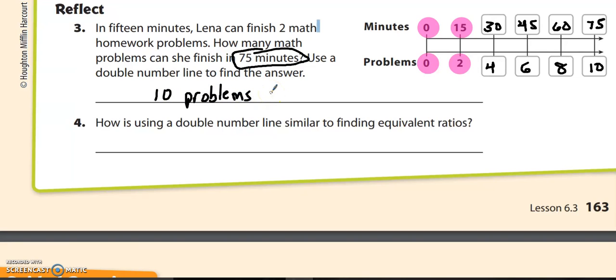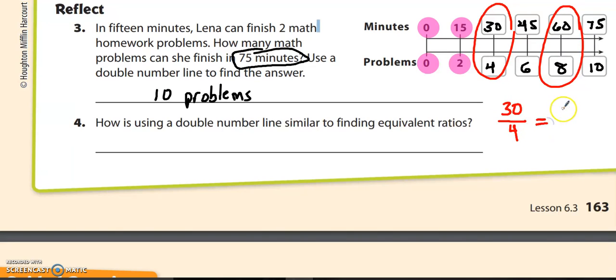Question 4 says, how is using a double number line similar to finding equivalent ratios? So this is actually kind of cool. Let's just pick out really any 2 sets of these. I'm going to go ahead and change color here and pick out 2 sets. Here's a set, and here's a set. And if I just wrote those as fractions, 30 to 4, and is that equal to 60 to 8? And I just ask myself, did I do the same thing here to get from the first term to the second term? And it's pretty obvious that I did.